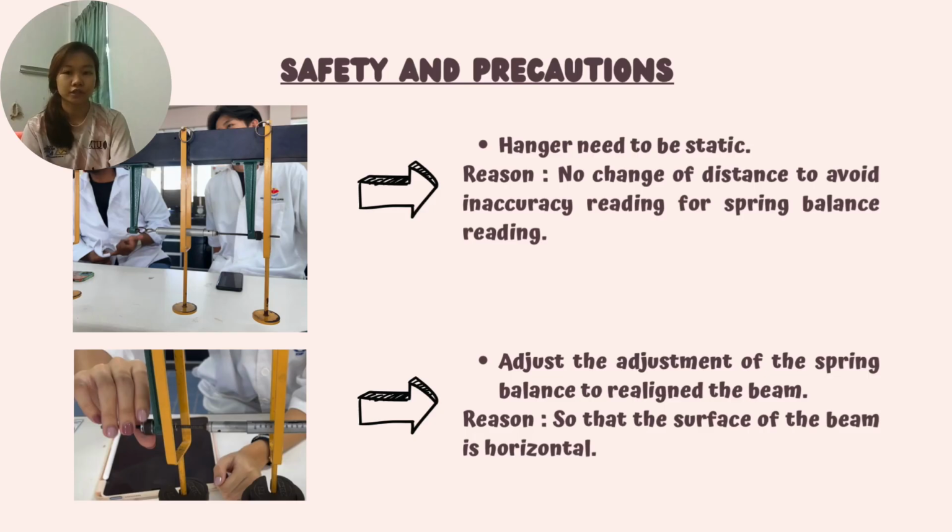Safety and precautions. First, the hanger needs to be static. Reason: no change of distance, to avoid an inaccurate reading on the spring balance. Then, adjust the adjustment of the spring balance to realign the beam so that the surface of the beam is horizontal.